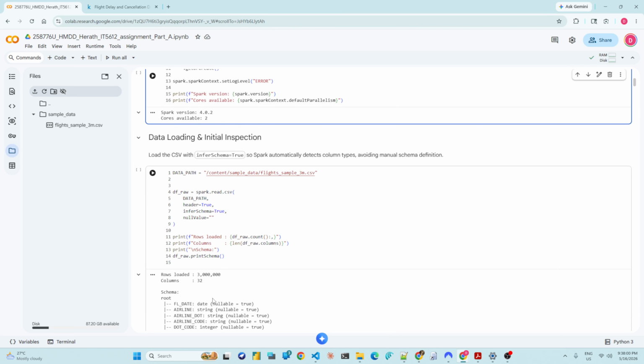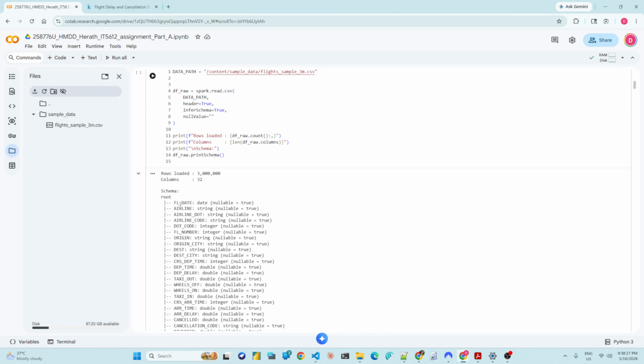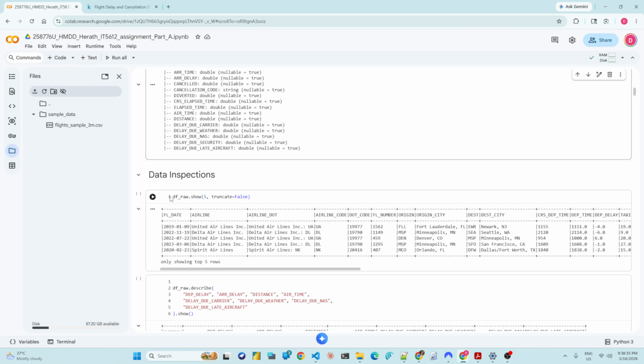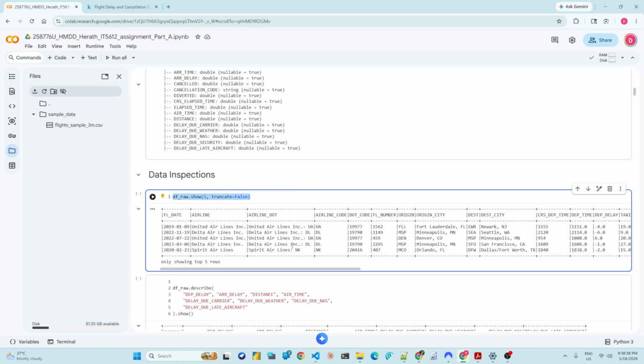Let's come to the data loading part. Here, I loaded the flight CSV file into a Spark data frame, and I used inferSchema equal to true, so Spark automatically detects column data types without me manually defining a schema. This is acceptable for a one-time load. The output shows the total number of rows and the full schema. These are the column names with their types. Then this is the sample data for the first five rows.